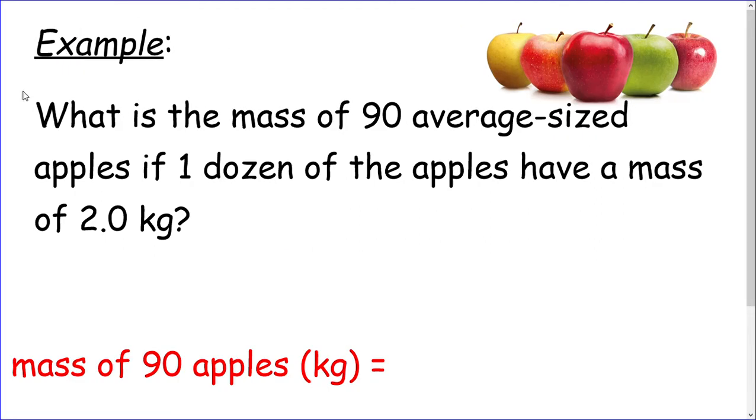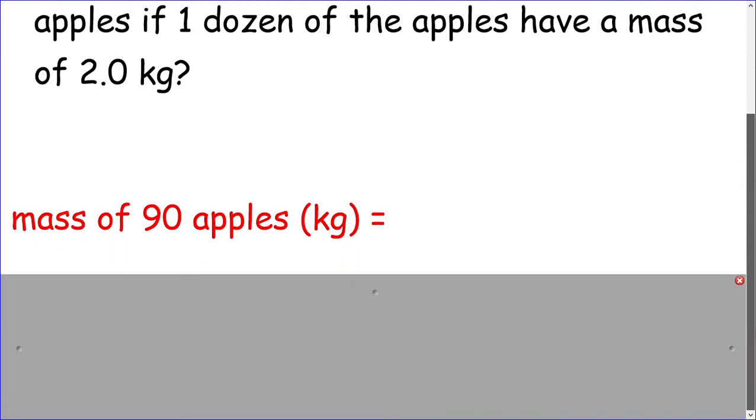Alright, so the question says: what is the mass of 90 average size apples if 1 dozen of the apples have a mass of 2 kilograms? So what we're looking for is the mass of 90 apples in kilograms. There are probably a couple of different ways you've figured this out that will likely look a little different than the way I've set this up. The way I've set this up is by design, to help us get into the chemistry side of things, but we can see if you end up with the same answer that I'm going to get down here.